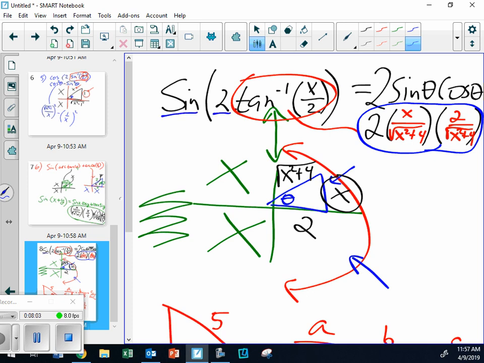Sine 2, that's an angle. How do I know that the box thing is an angle? Because it's an inverse trig, and that's what you do to find angles.